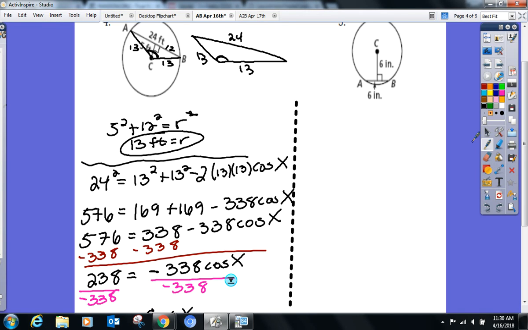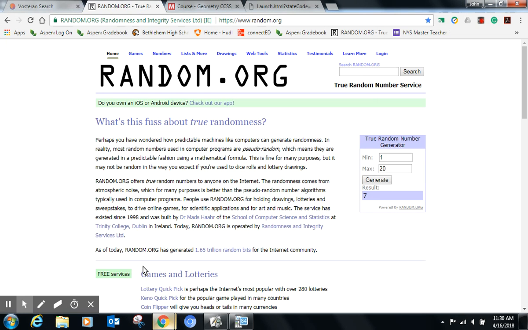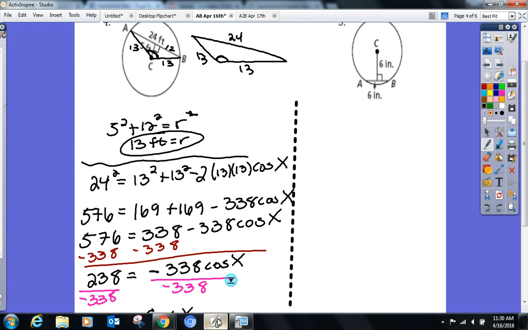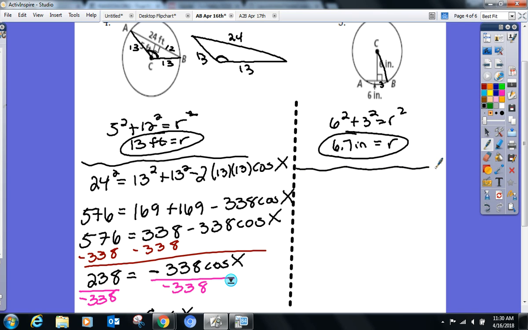Okay, lead me through how you set it up. Amy, go ahead. Yep. What about down here on the chord AB? Yep. And then what did your Pythagorean theorem look like? Yep. And what did you find the length of the radius to be, to the nearest tenth? 6.7 inches. Got it. All right, everybody good?